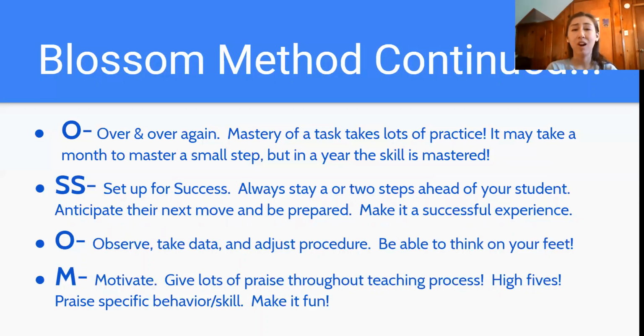Up next in Blossom is O, over and over again. Repetition is key for our kids. They really thrive when they have the chance to practice things multiple times. SS is to set up for success. You want to be a step or two ahead of your student, have materials prepared so transitions go smoothly. O stands for observe: take data, take note of how your kid is reacting to things, and make sure your shared village notes are an accurate reflection of that.